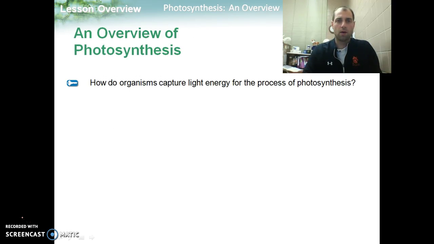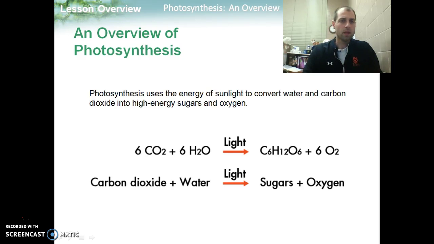So let's look at an overview of photosynthesis. Our question today is really, how do organisms capture light energy for the process of photosynthesis? Well, photosynthesis uses the energy of sunlight to convert water and carbon dioxide into high energy sugars and oxygen.